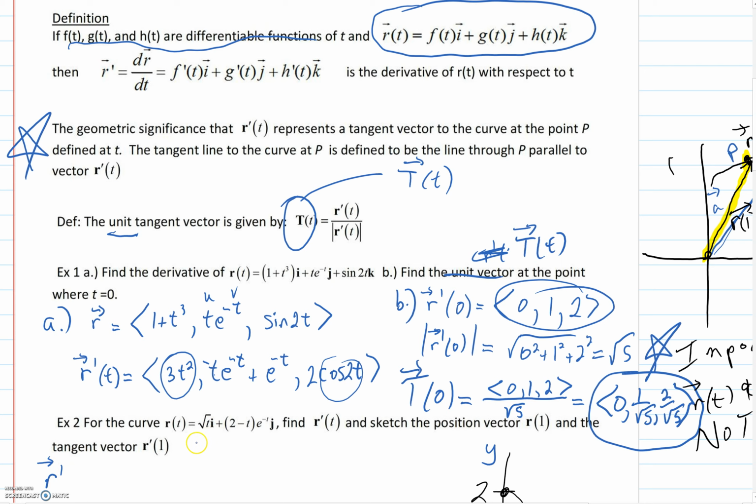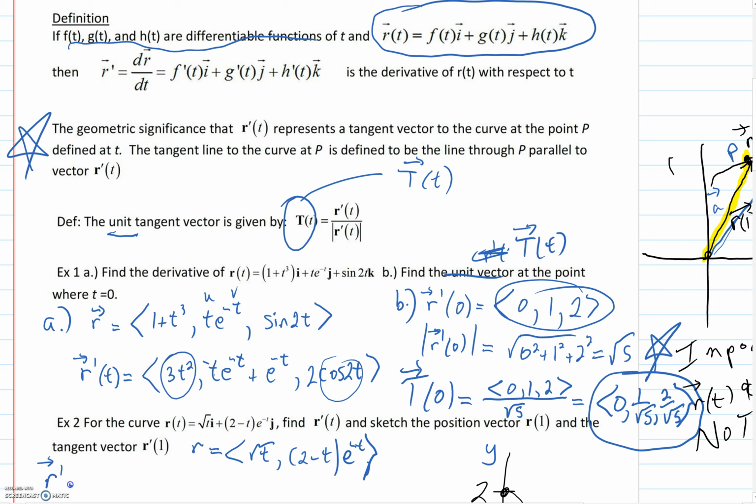And again, if we just had r itself, we could write that in components. That's radical t, or t to the 1/2, then 2 minus t times e to the negative t. And then for our z component, we don't even have a z component. Look at that. That's nice.